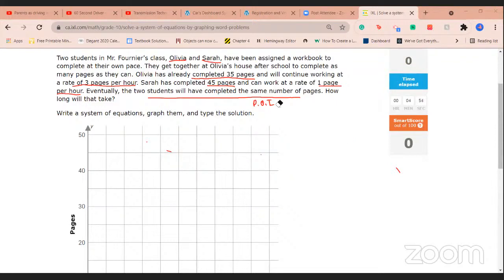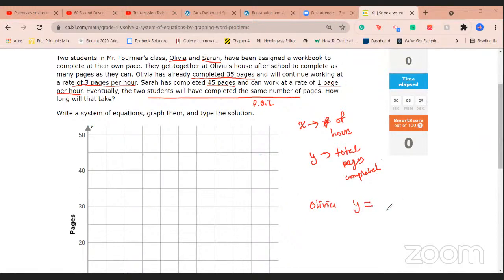Okay, so how are we going to define our variables? Let's start with that. What's x going to represent? I think x represents the number of hours. Very good, number of hours. And what is y going to represent? The total pages. Yeah, total pages completed. Excellent.